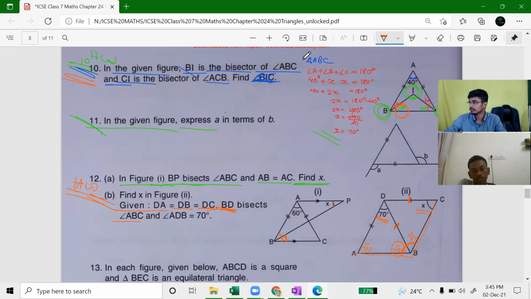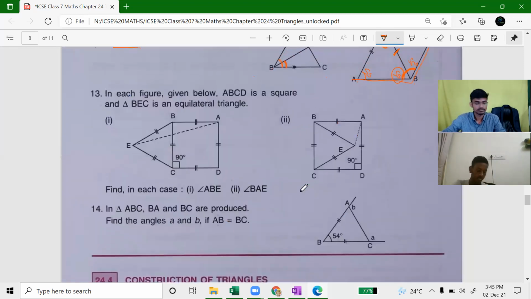Okay, come to question number 13. In each figure given below, ABCD is a square and triangle BEC is an equilateral triangle. What do we have to do now? In case 1, we have to find angle ABE. We have to find this angle.